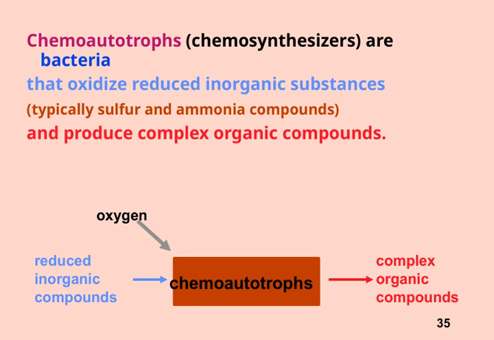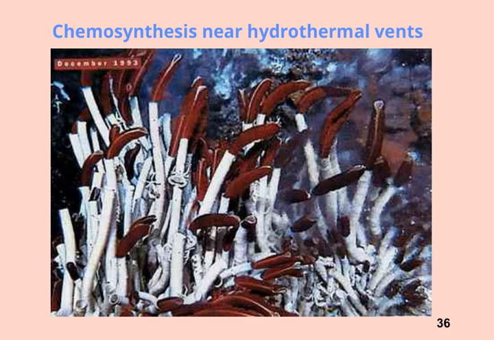The key here is the oxidation of these reduced inorganic compounds, which provides the energy needed to synthesize organic molecules. This process is crucial in many ecosystems, especially in environments lacking sunlight, such as deep-sea vents. Overall, chemoautotrophs play a vital role in the Earth's biogeochemical cycles and demonstrate the incredible diversity of how life can obtain energy. Let's take a closer look at chemosynthesis near hydrothermal vents.